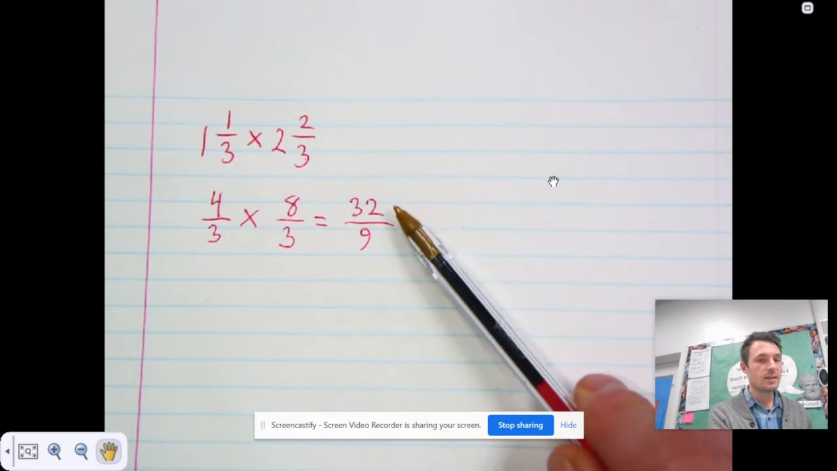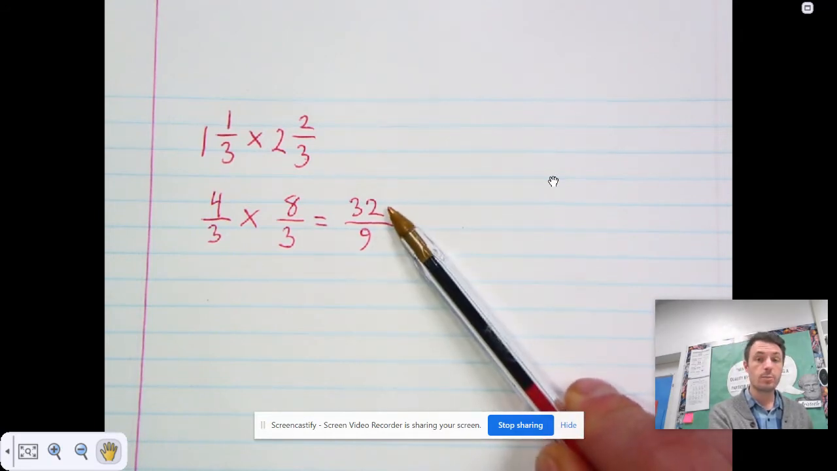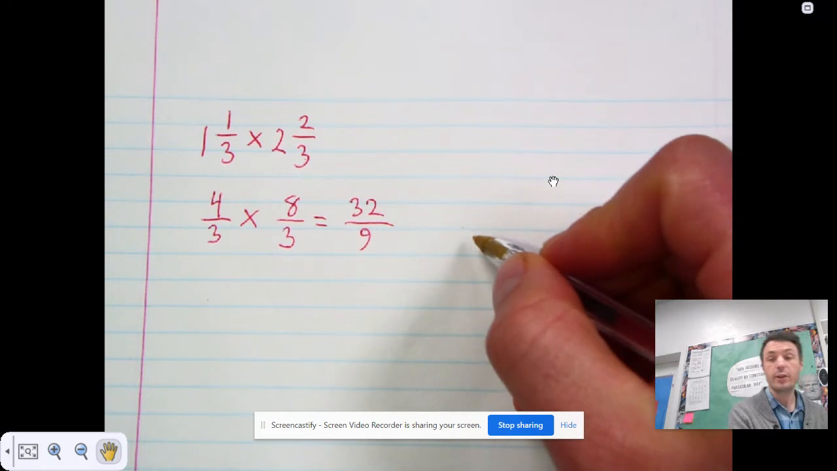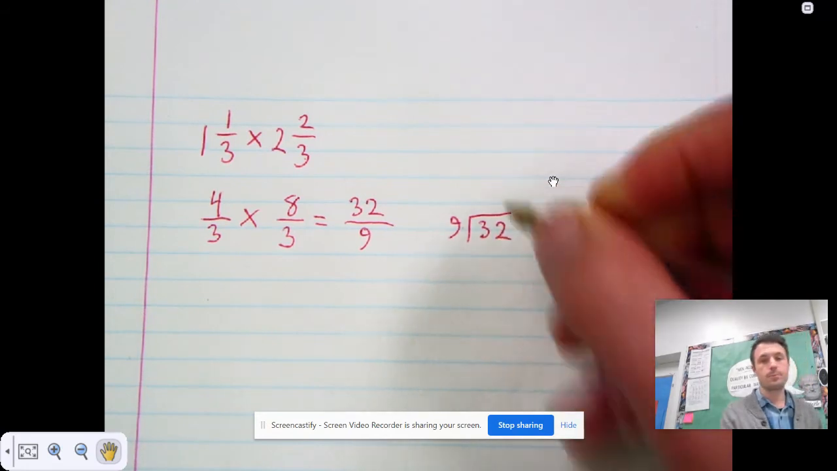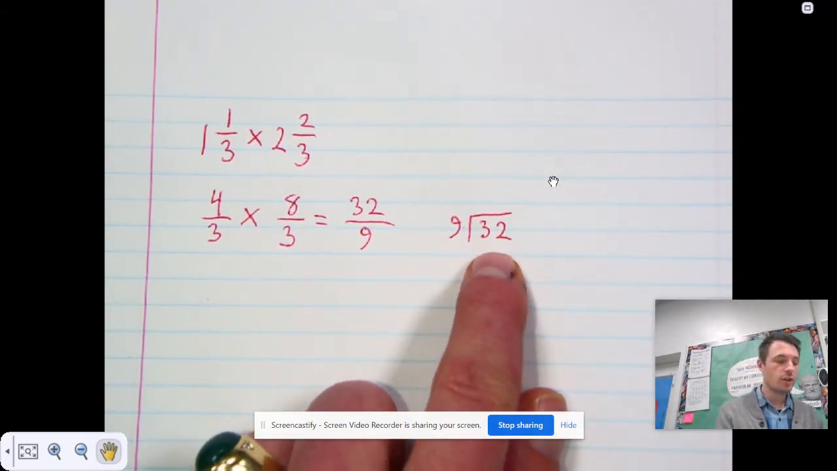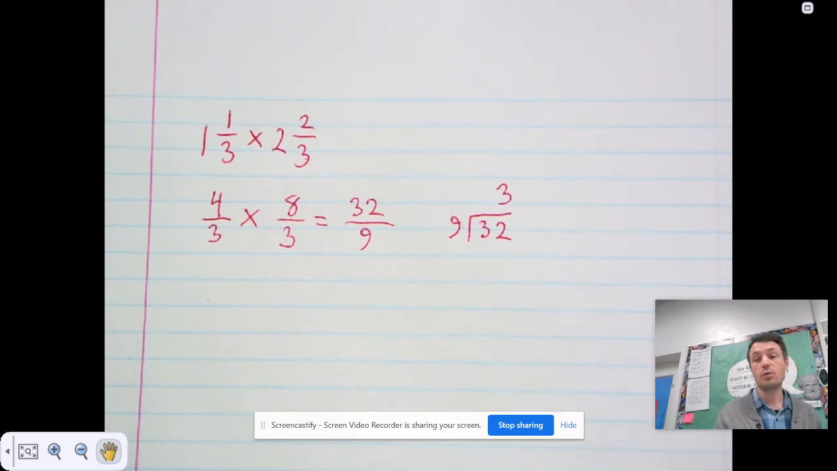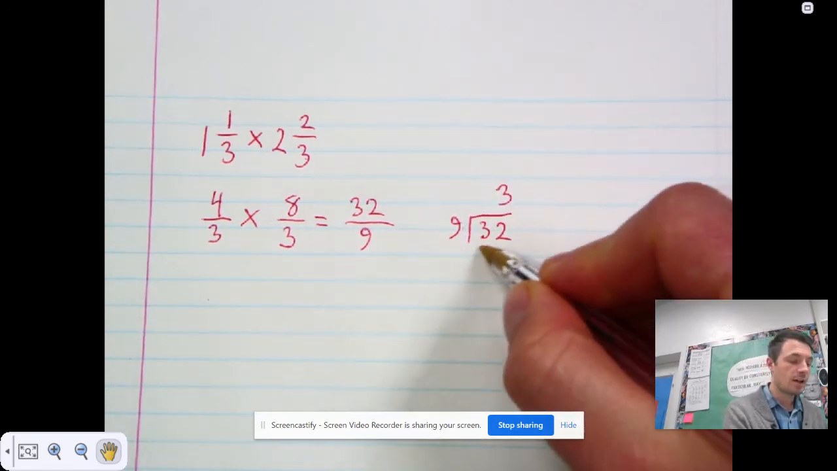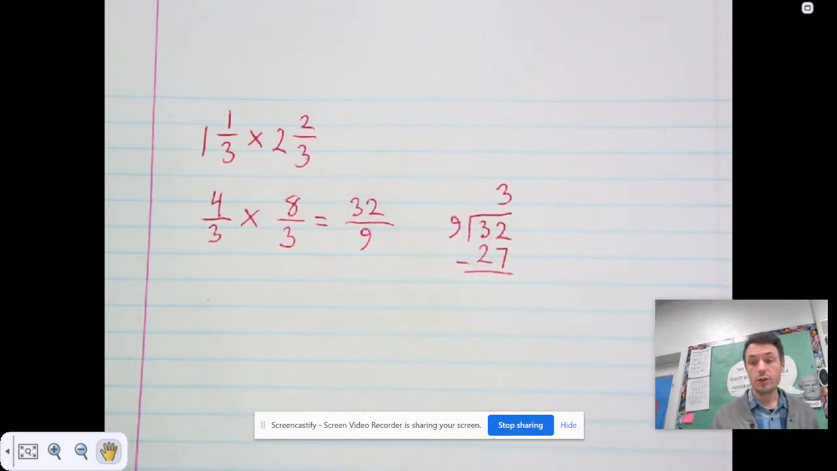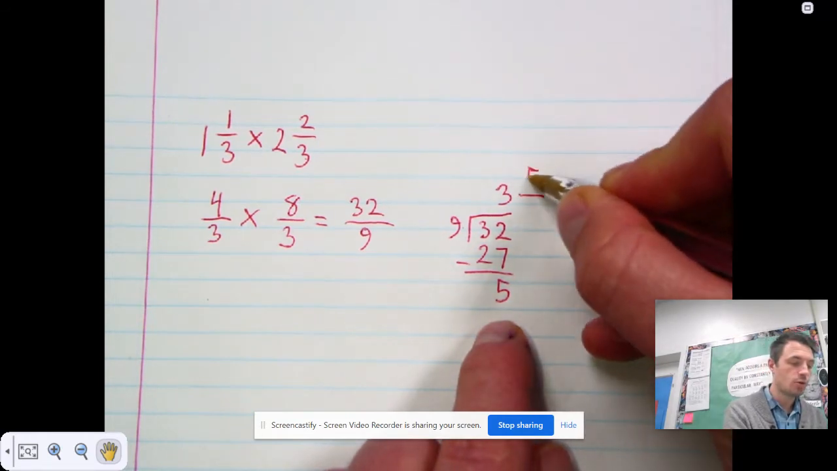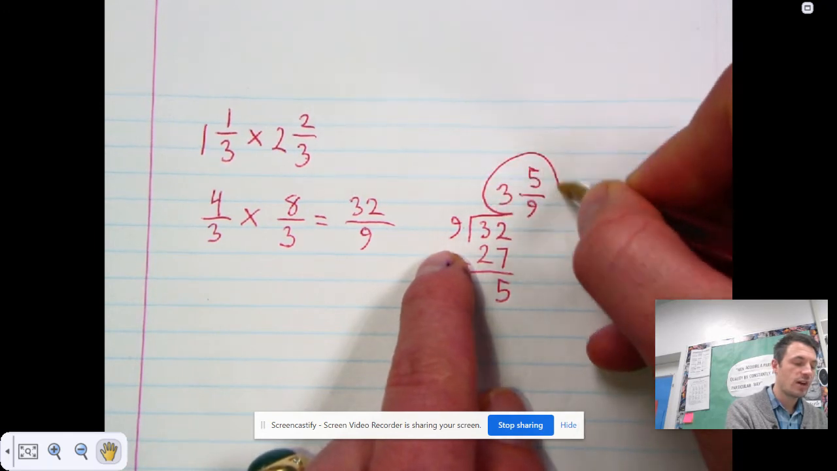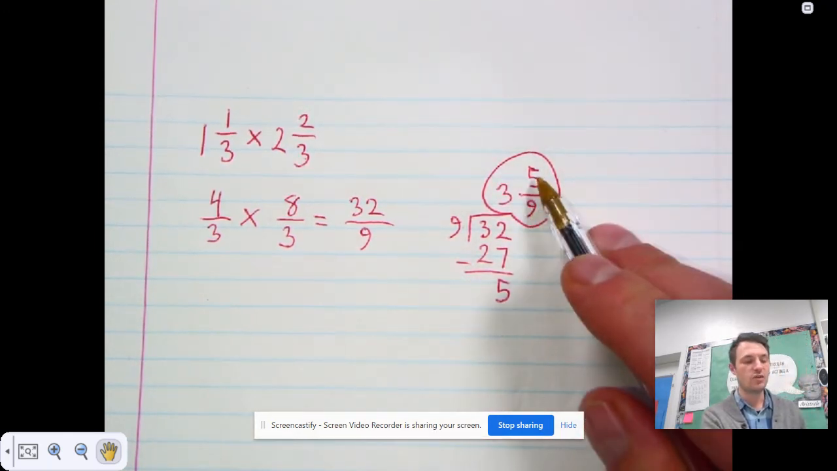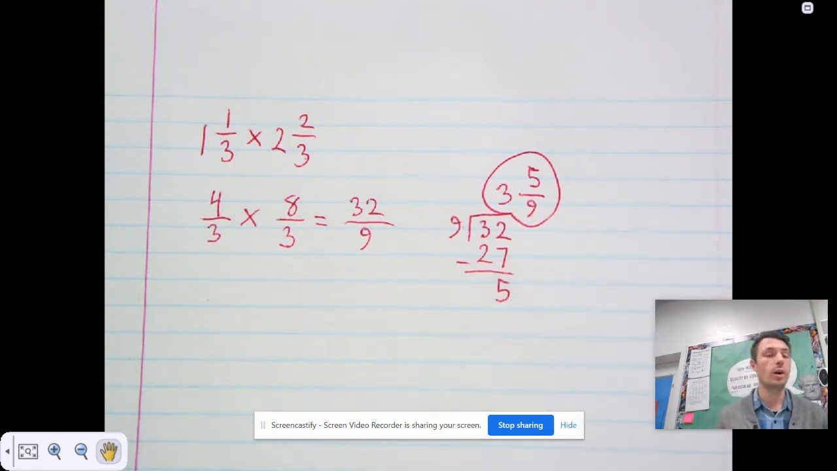And as you can see, this is an improper fraction. The numerator's bigger than the denominator, which means we have to change it into a mixed number by dividing the denominator into the numerator. 9 can fit into 32 3 times, because 9 times 4 is 36. That's too big. 3 times 9 is 27. 32 minus 27 is 5. Whatever your remainder is, that becomes your new numerator. The divisor is your denominator. So the final answer here is 3 5/9. We can't simplify 5/9 because 5 and 9 have no common factors greater than 1.